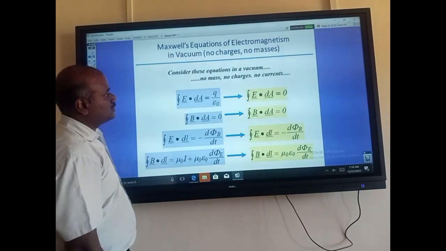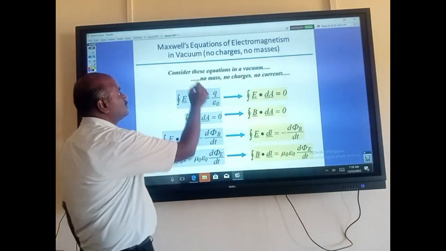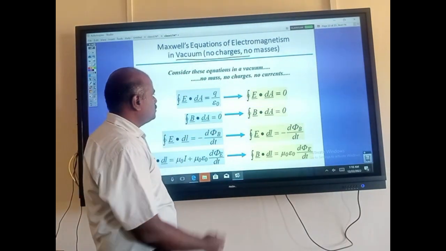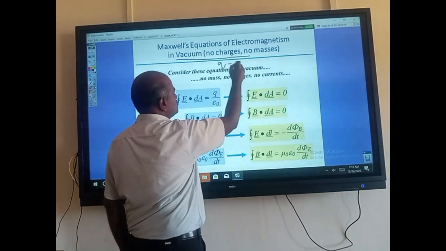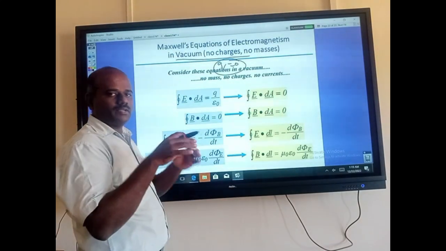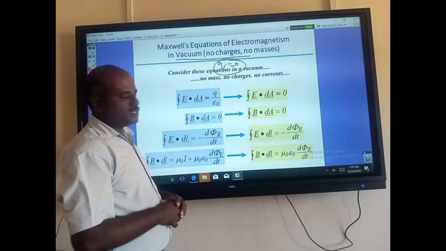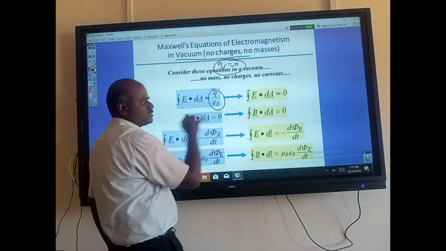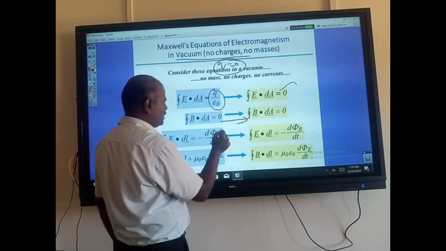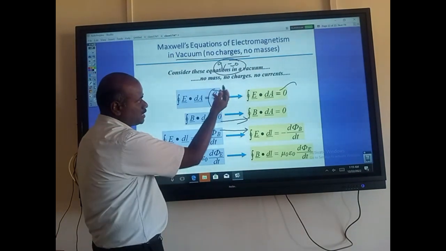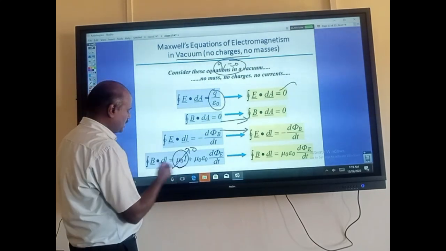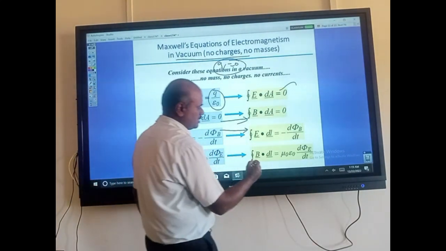Now a slight modification to the existing Maxwell's equations: we want to find them in free space, with no charges. In free space or vacuum there are no charges, Q equals 0. Charges are only available in the conductor. So if you put Q equal to 0, this term becomes 0. Then B dot dA we take as it is, and Faraday's law also as it is. There is no conduction current at all, so these terms also tend to 0. We will have only this particular term in this form.